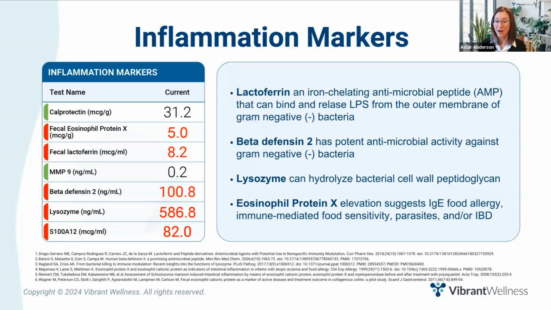Finally, eosinophils are major participants in the immunopathogenesis of allergic inflammation. They migrate to the site and release proteins such as eosinophil protein X. For this reason, activation of eosinophil protein X can suggest IgE-mediated food allergy or immune-mediated food sensitivity. Interestingly, eosinophil protein X is also used as a marker for inflammatory bowel disease, IBD, and can also be elevated in the stool of patients infected with parasites like schistosoma, so it's also a marker of parasitic infection.